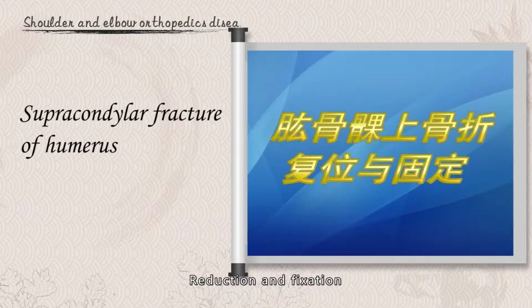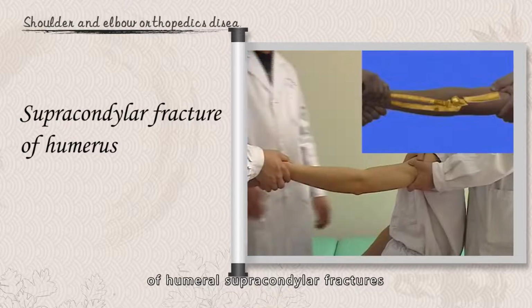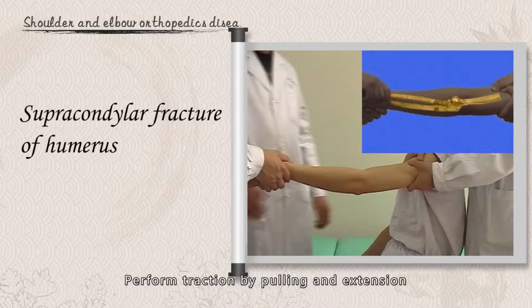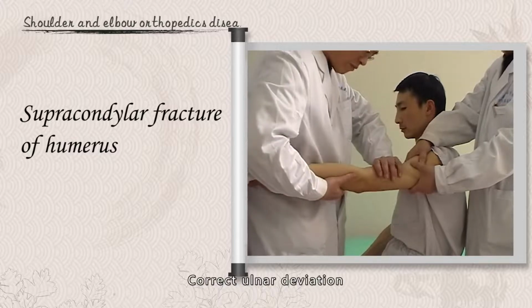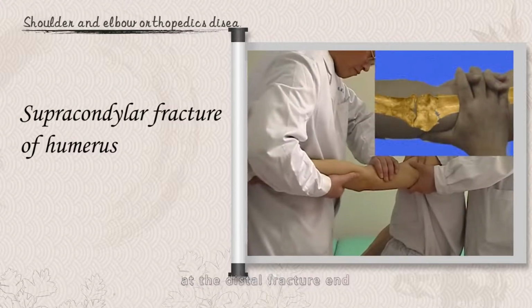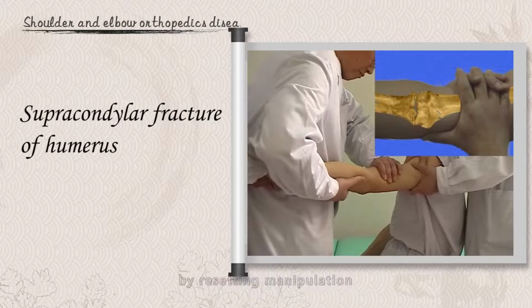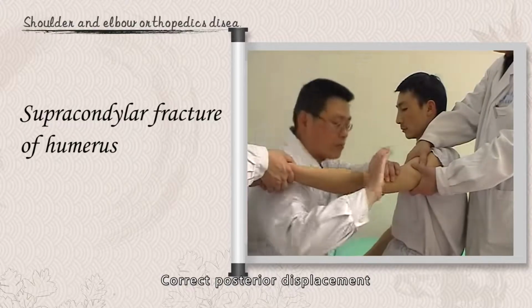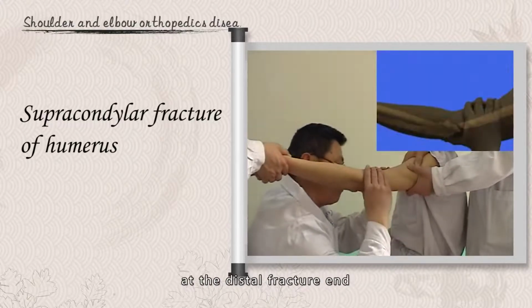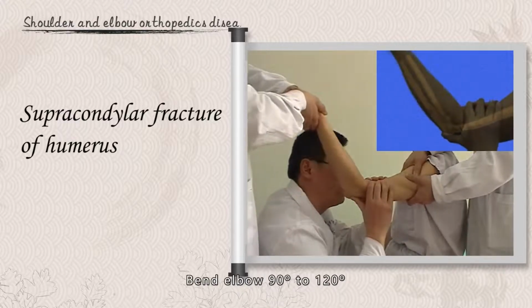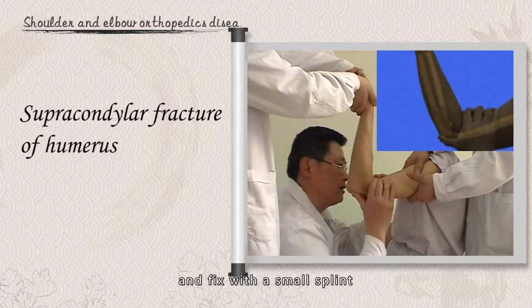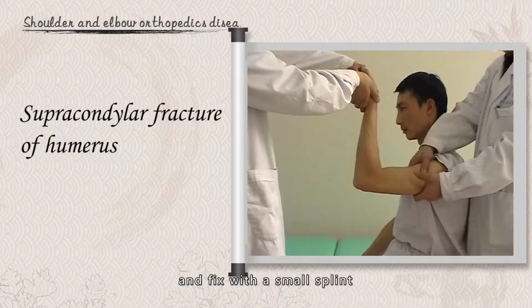Reduction and fixation of humeral supracondylar fractures. Hold the patient's forearm back. Slightly bend the elbow. Perform traction by pulling and extension. Correct ulnar deviation at the distal fracture by the resetting manipulation. Correct posterior displacement at the distal fracture by the lifting manipulation. Bend the elbow 90 to 120 degrees and fix with a small splint.